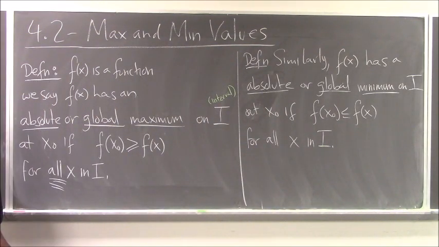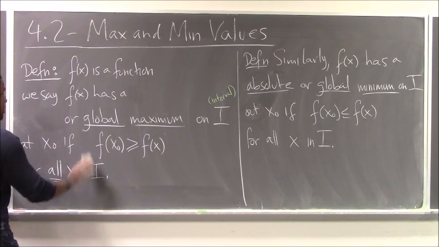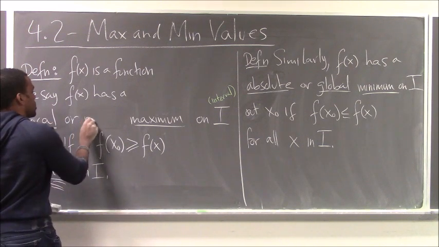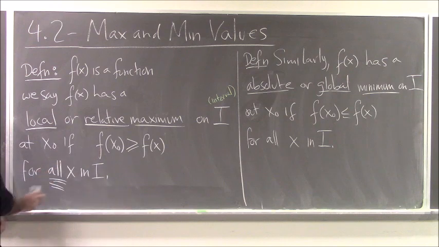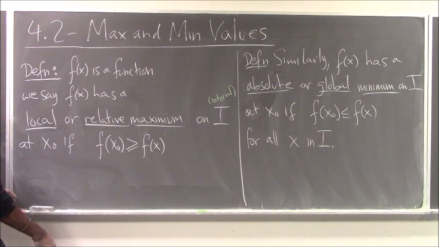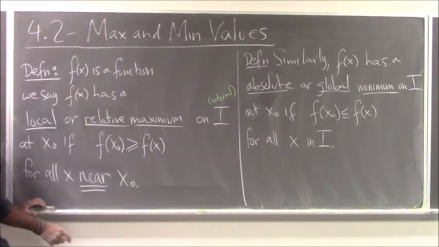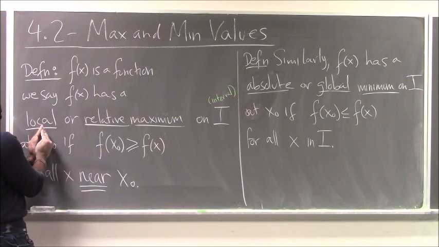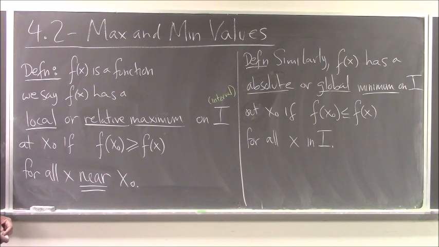We say f of x has a local, or sometimes we call it relative, maximum on I if this is true for all x near x naught. By near, I just mean in a small window around x naught. Pretend that x naught is in the middle of some window. If you open up a small distance to the left and to the right, it is going to be the highest point in that small local region.